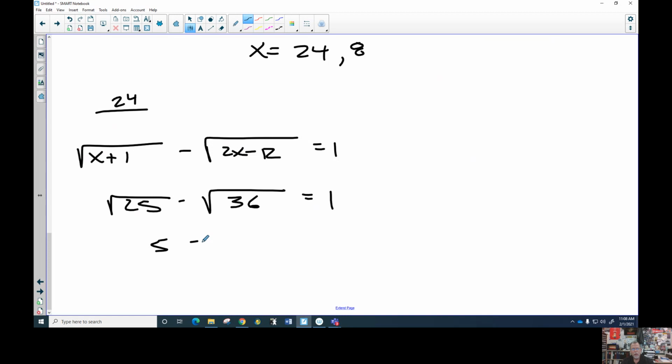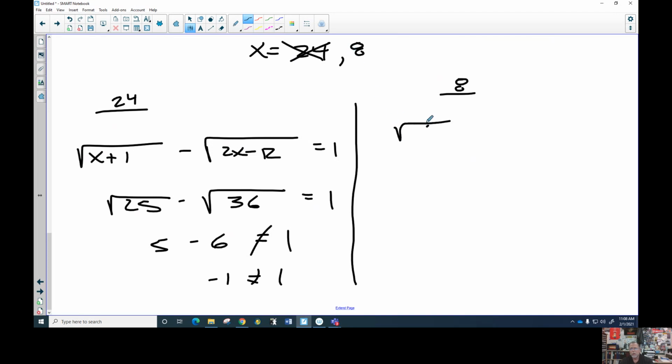So that's 5 minus 6 equal to 1. That is not true. 5 minus 6 is negative 1, which is not equal to 1. So 24 does not work. We can cancel that. We did get an extraneous solution there. And if 8 doesn't work, we just write that there's no solution to this. But we got to check 8 first.